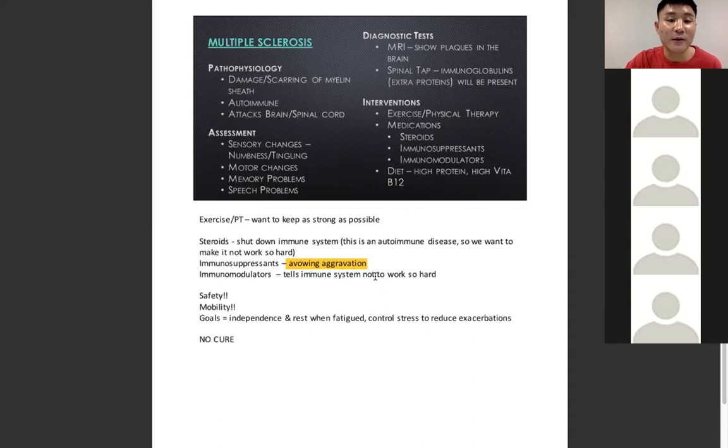Basically, immunosuppression is given to this patient because this is an autoimmune disease. We want to suppress the immune system to not produce too much antibody so that these antibodies won't be able to attack the myelin sheath. Okay. So yeah, I don't know what avoiding aggravation means either, I'm sorry. Okay, let's move on.